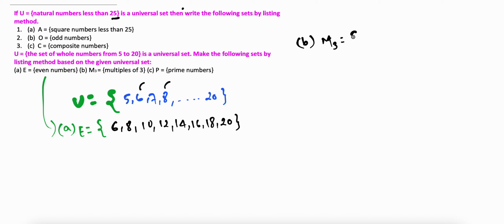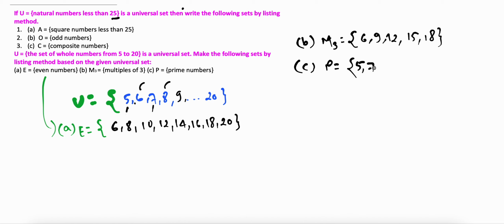Set M3 equals multiples of 3, which means 6, 9, here is 6 and here 9 also, and then 12, 15, 18, this much. And then the C question, prime numbers. Okay, we can find prime numbers 5, 7, then 11, 13, and 17 and 19, this much.